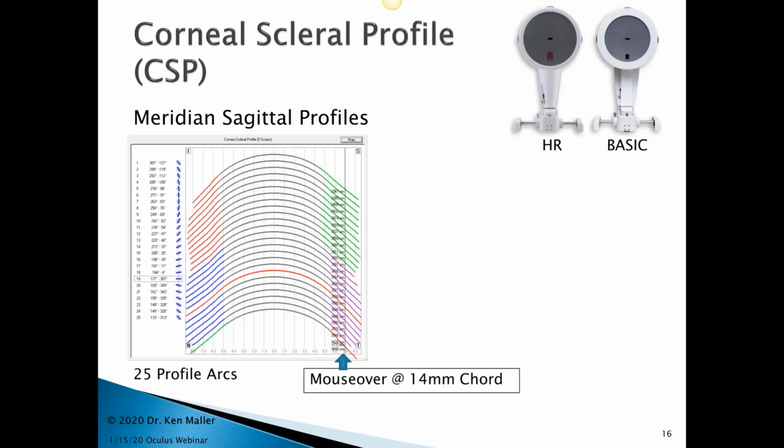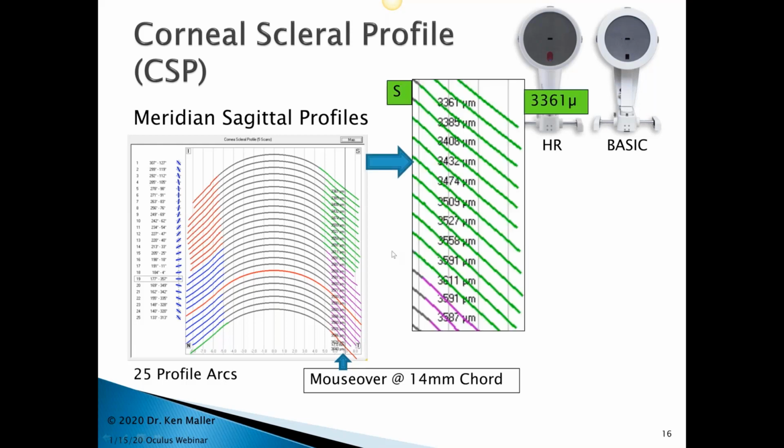Now, just to show you what's contained within these arcs, you can put your cursor down anywhere. In this particular case, I put my cursor down here and clicked on it. And this is probably a little too small for you to see, but there are a bunch of numbers here. So I just did a mouse over at a chord of 14 millimeters. And I've blown it up here so you can see what the actual values are. These are the sagittal depths at a chord of 14 millimeters, cross-sectioning through each one of those meridians. And so you can see how it's ranging over here.